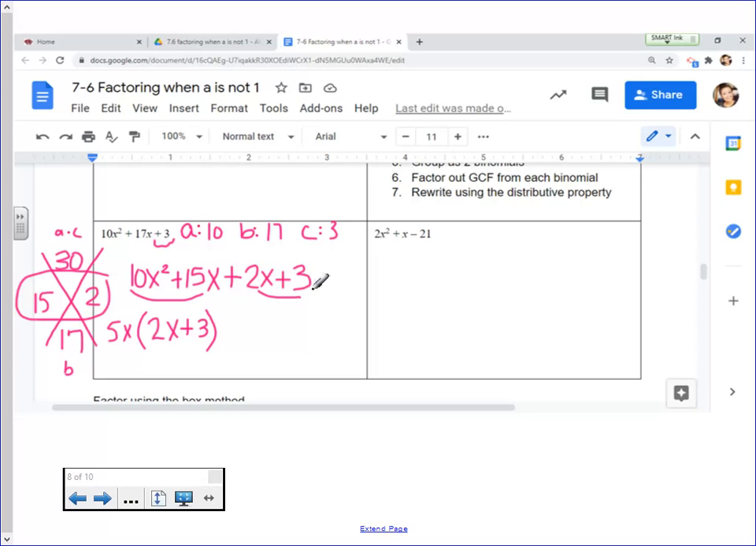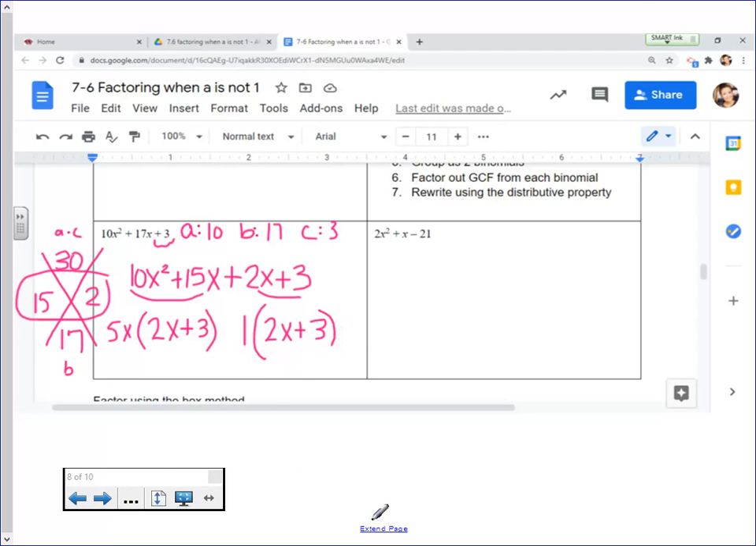Now I'm looking at my last two. They have nothing in common except for the number what? 1. They have a 1 in common, that's it. If I take 2x divided by 1, I still have 2x. If I take 3 divided by 1, I still have positive 3.